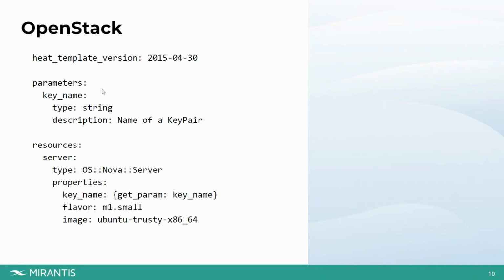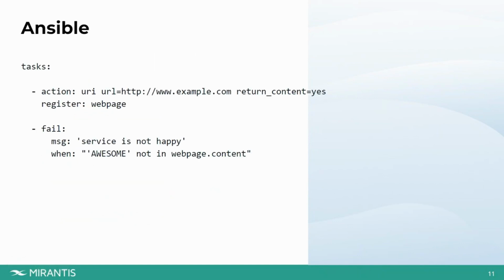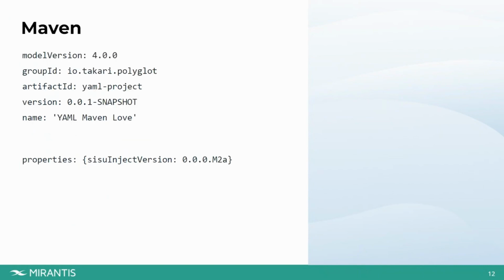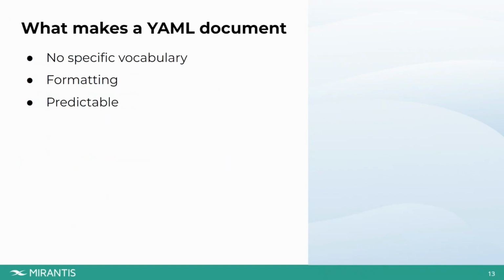OpenStack does the same thing. We've got a Heat template. We can set parameters on that Heat template. We can define resources within the OpenStack Heat template. Ansible, again, same thing. We're defining the tasks that Ansible takes: actions, failures, and so on and so forth. Same thing for Maven. Maven is much simpler than the others. We're not seeing any nesting, but that's okay.